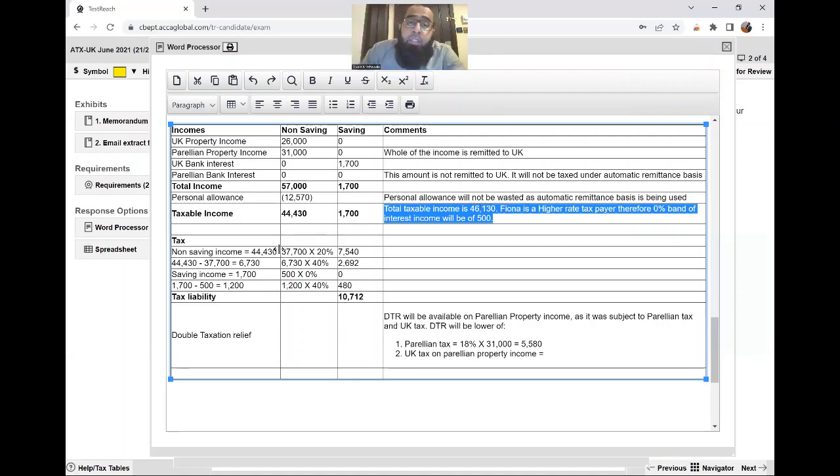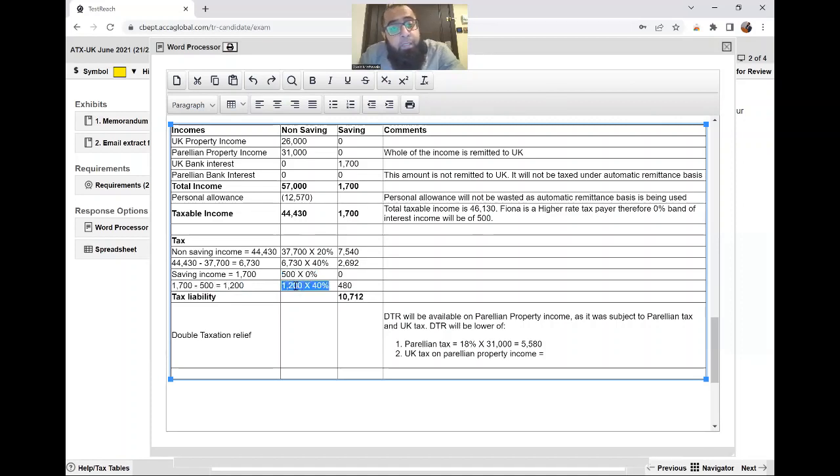Then I have simply charged tax. Non-saving income is 44,430. On 37,700, it will be 20%, and on the remaining, we will charge 40%. Saving income is 1,700. On 500, I'll charge 0%, and on the remaining, I will charge 40% since we are a higher rate taxpayer. This gives me the tax liability.